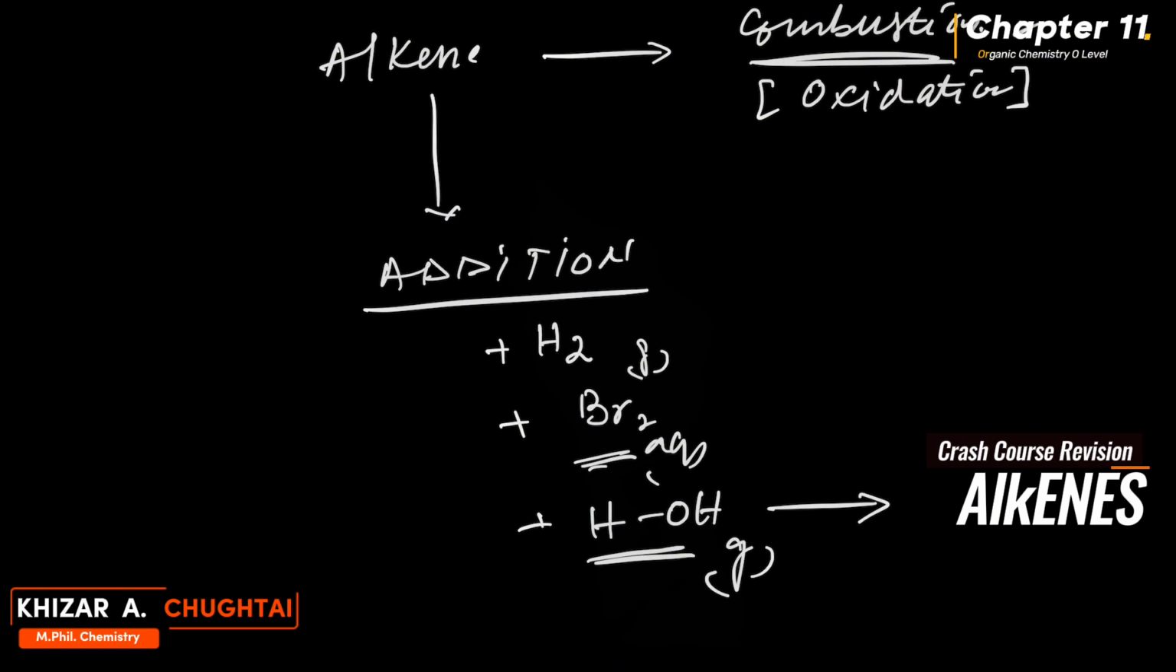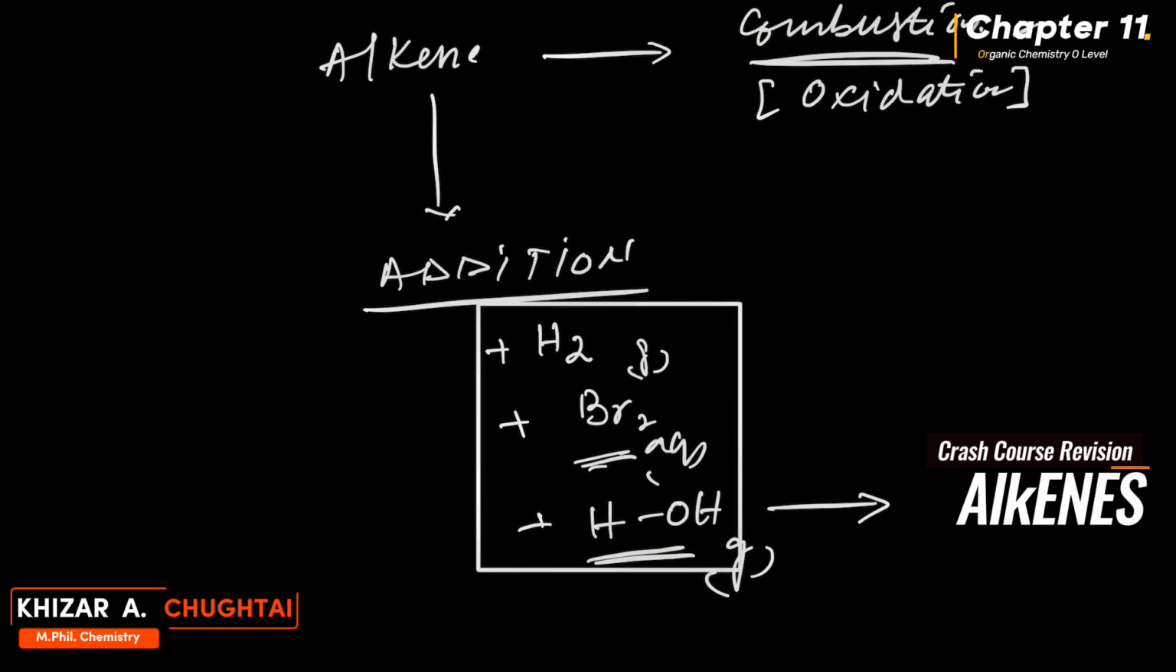So basically, in our syllabus, we will discuss these three addition chemical properties, addition reactions of alkene. The fourth chemical property is called combustion. So alkenes can be combusted, and on complete combustion, all alkenes will give CO2, carbon dioxide, and H2O, water molecule.